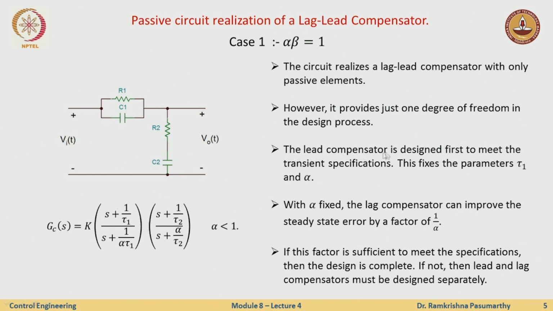So first we design a lead compensator which fixes parameters tau 1 and alpha. With alpha fixed, what we even saw earlier was that the lag compensator can improve the steady state error by a factor of 1 over alpha. Now if this alpha, which comes as a result of designing the lead compensator, does not provide the satisfactory steady state response, then I would go for the design separately.